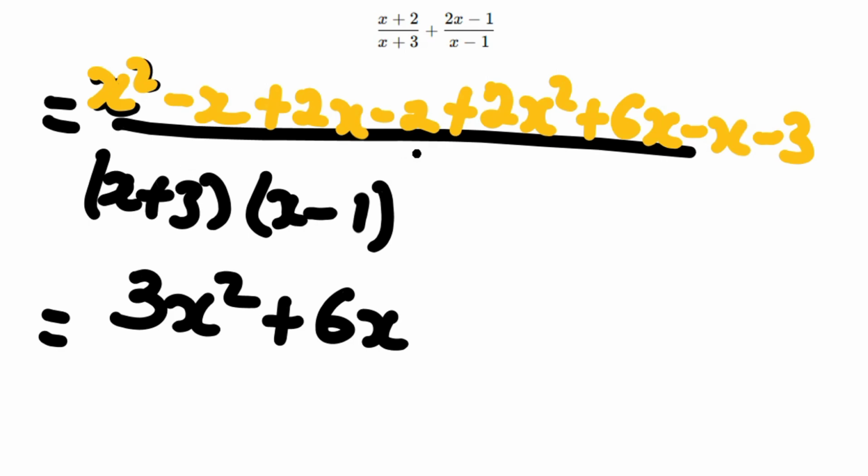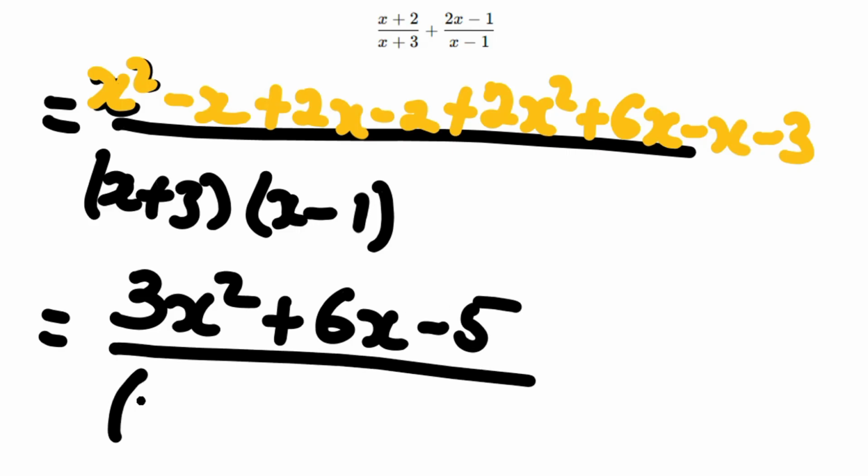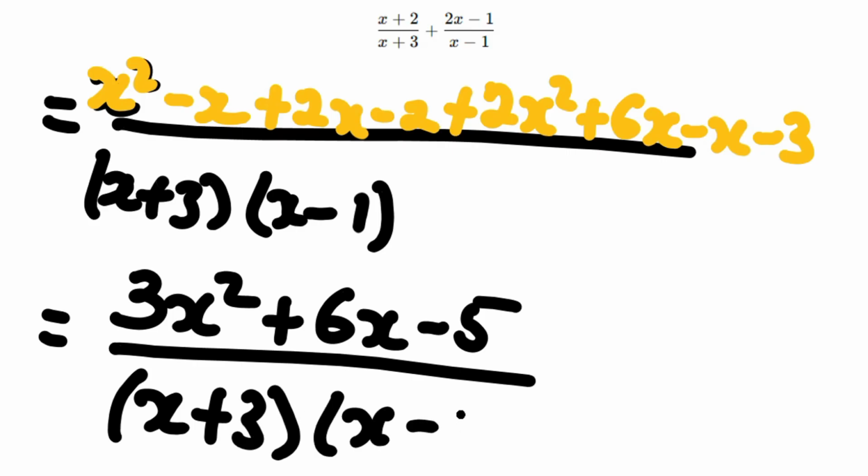And then the constant terms, -2 and -3, that will give us -5, right? Divided by the denominator, x plus 3 multiplying x minus 1. Basically, that's the answer for this one. So that's the addition.